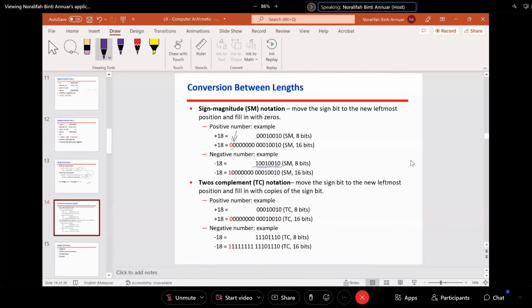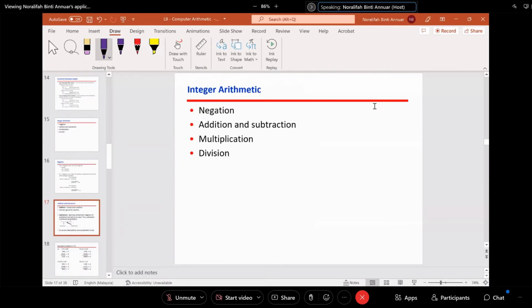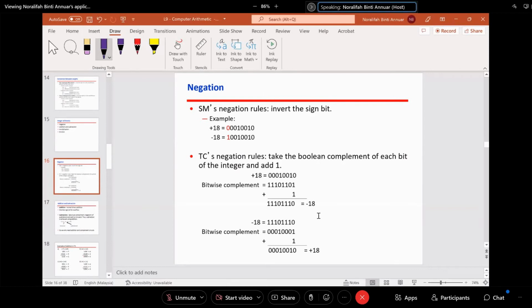To complement, move the sign bit to the leftmost bit and fill with copies of the sign bit. With 1, 2, 4, 8, 16, it's the same. Negative numbers are here. I want to show this example, guys. You have positive 18. Invert the sign bit. So the complement negation rule: take the Boolean complement of each bit of the thing and add 1. These are step 1 and step 2.